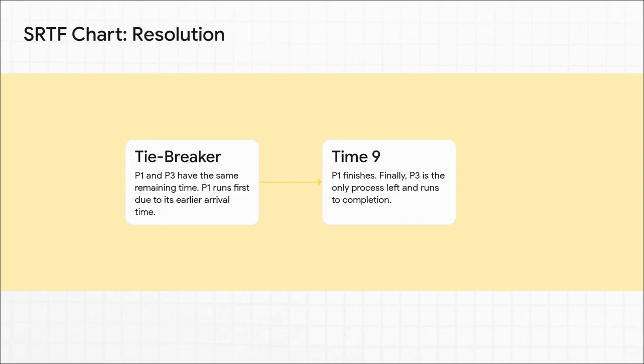And look at that, another tie. Both P1 and P3 need 4 more units of time. So what's the rule? Same as before, first come, first serve. P1 arrived way back at time 0, P3 arrived at time 2, so P1 gets to go first. It finally gets to finish its remaining 4 units, running from time 5 to time 9. And that just leaves P3, which runs last, finishing up the entire job at time 13.